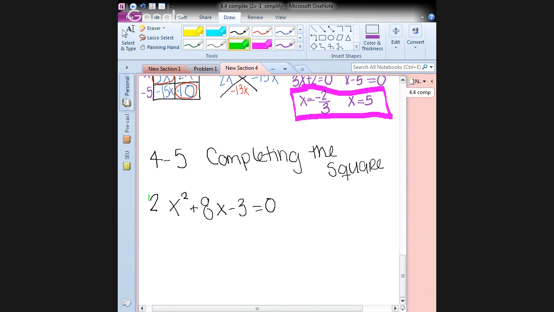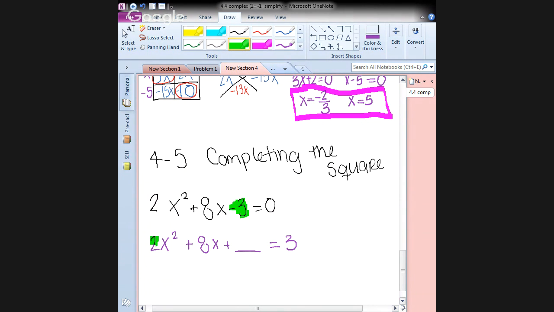To use completing the square, the first thing is we're going to move our constant. So instead of having minus 3, I'm going to move that to the other side. Then my new problem would be 2x squared plus 8x. Remember, with completing the square, we're going to be adding a number, so I'll put a line there, is equal to 3.